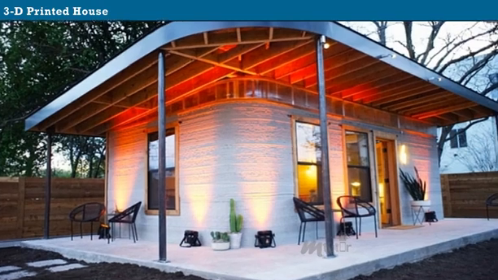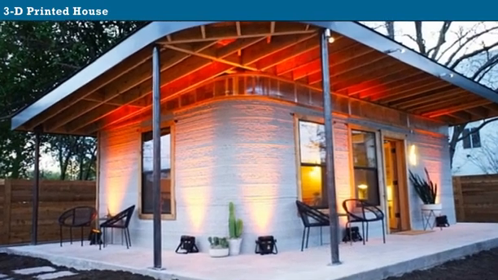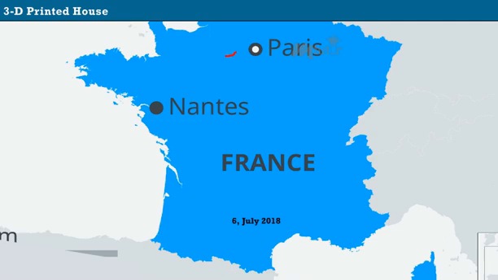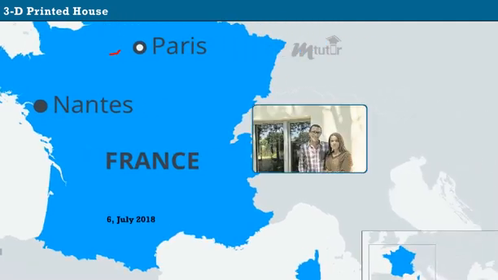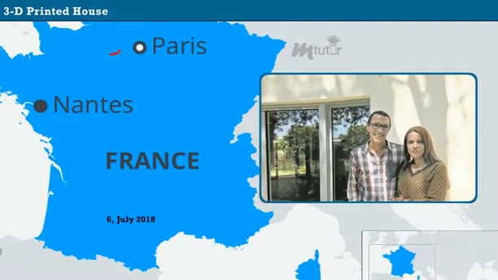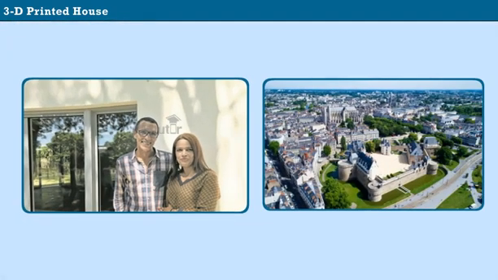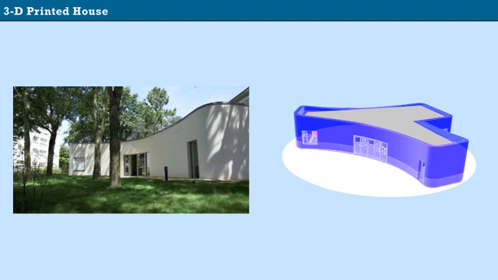3D printed house. Three-dimensional printed houses. These houses have been accepted by people all over the world. On 6th July 2018, Nordini and Noria Ramdani, living in Nantes, a city in France, became the first in the world to move into 3D houses. These 3D houses are designed as a social prototype and constructed over an area of 1022 square feet.